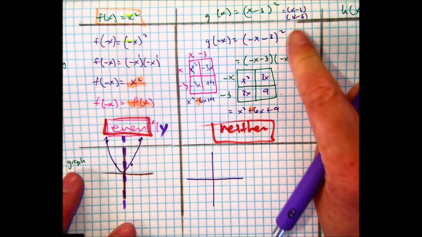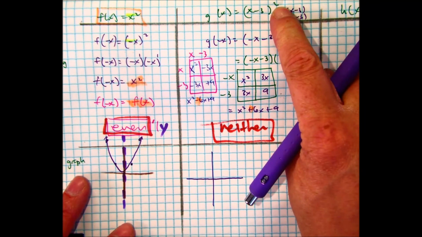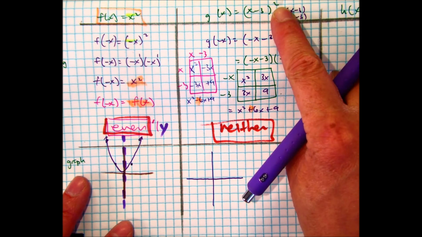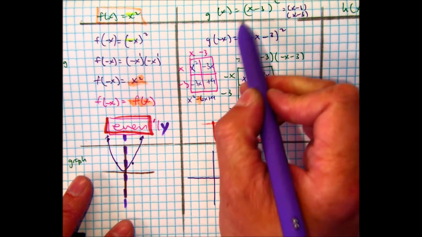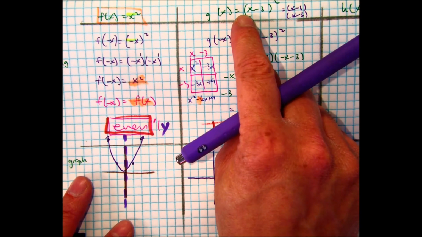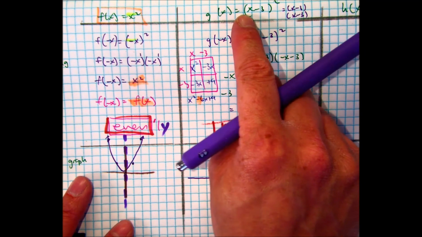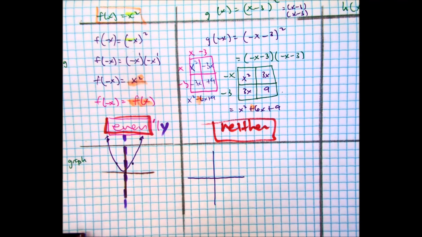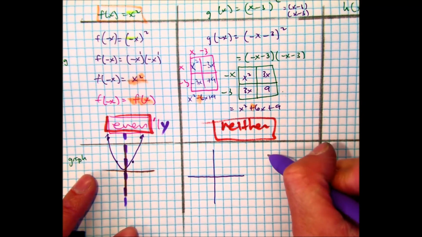Now I know it's the power of 2, so it's going to be which function family? Quadratic. It's going to be a parabola. It's going to be a U. My leading coefficient, this a value, is 1. That 1 is a positive or negative? Positive. So it's going to open up.